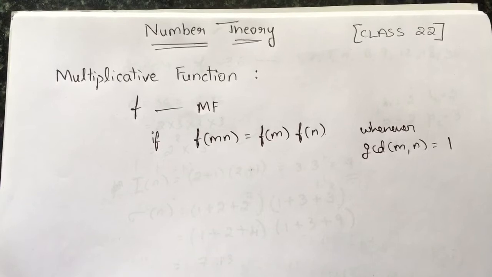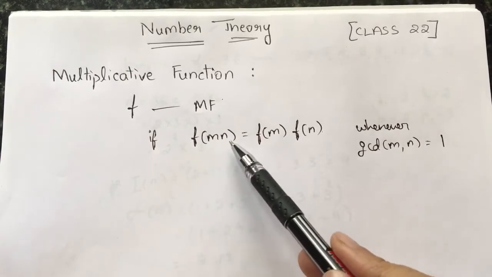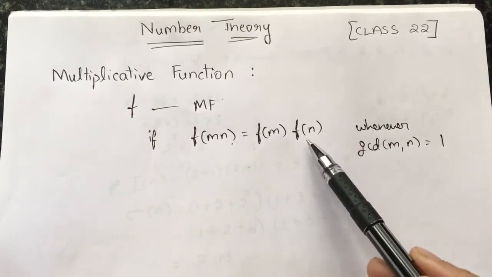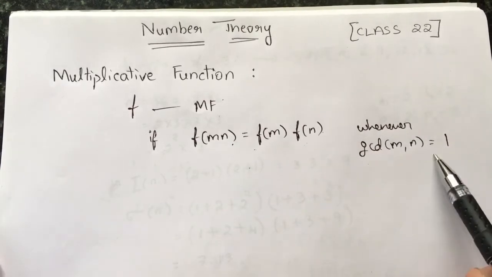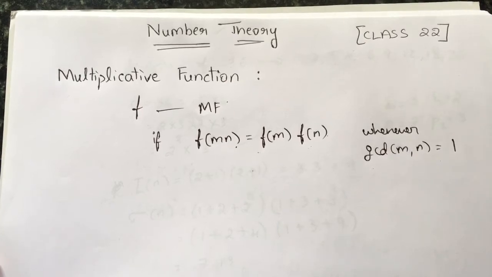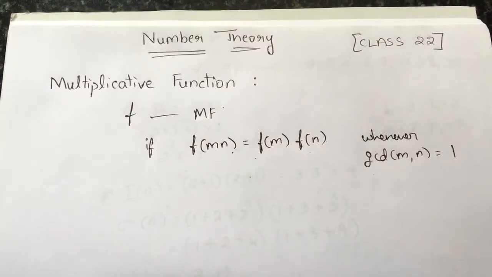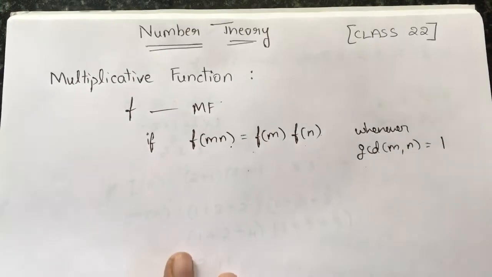A number theoretic function f is said to be a multiplicative function if f of mn is equal to f of m into f of n whenever GCD of m and n is 1. Multiplicative functions arise naturally in the study of prime factorization of an integer.